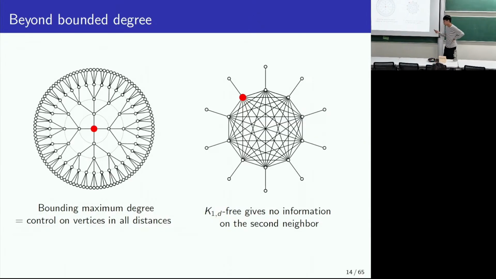However, this is not true for K_{1,d}-freeness. So look at this example. Here we have a large clique and add a matching to each vertex on the clique. If you look at this graph, this one is K_{1,3}-free. Looking at this vertex, its neighborhood has independence number 2, but its second neighborhood has unbounded independence number. So we lose the control over long distance.